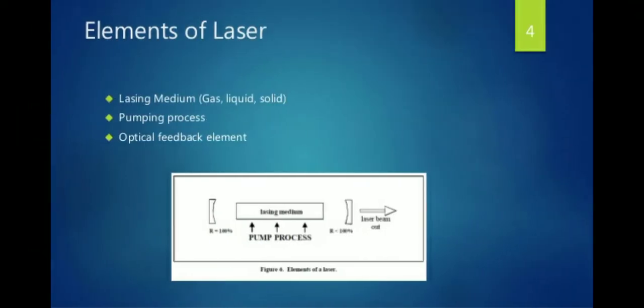So these are the elements of laser. You might have seen the components of laser. The first one is the laser medium, such as gas, liquid, solid. In this process we will be using a solid laser. Then the pumping process. Pumping means the light that is used will be pumped and directed to the area by using the optical feedback element. So these are the three major components used in laser.